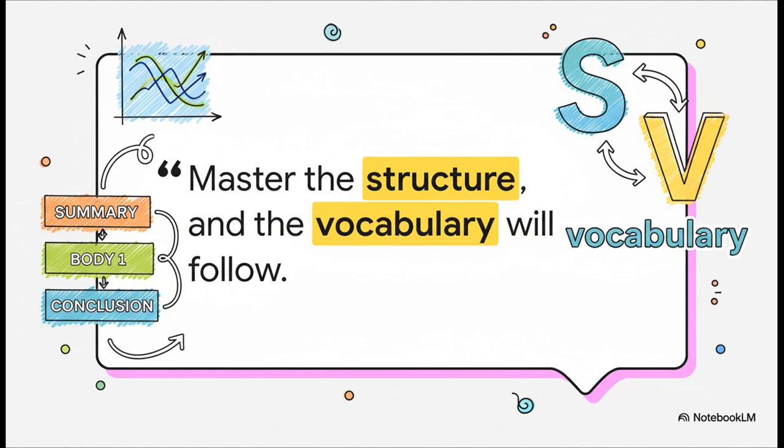And I'll leave you with this final thought. A lot of students stress about finding fancy vocabulary, but the real key to a high score in Task 1 is a clear, logical structure. Master the framework we've talked about today, and you will present the information clearly and effectively. Focus on the structure, and you will be well on your way to success on your IELTS exam.